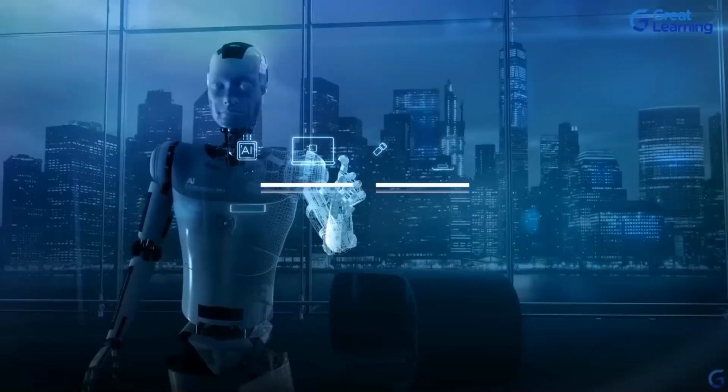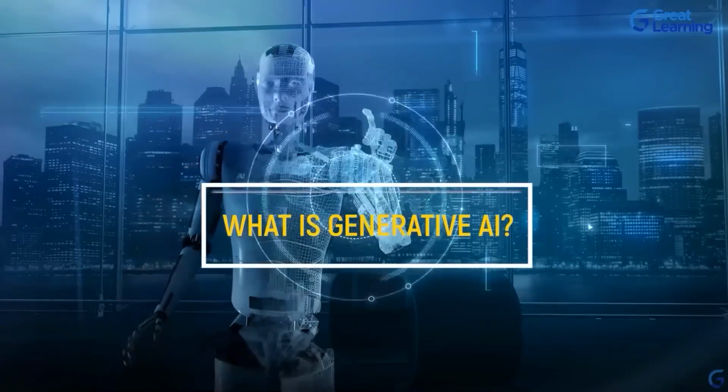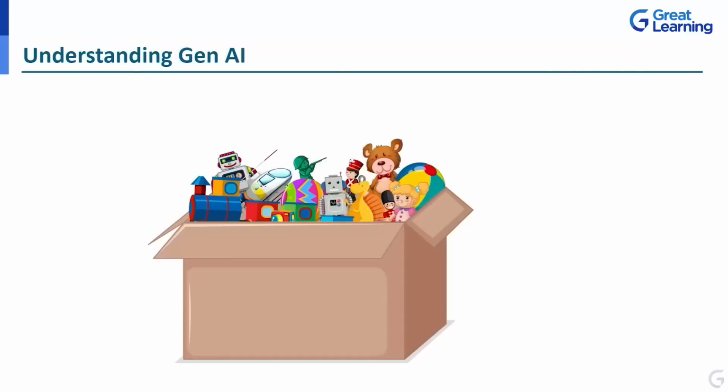So, let me make you understand with a very simple example what is generative AI. Transport yourself back to your childhood. You had a lot of toys to play with. You would keep those toys in one box. Now, also imagine that if you wanted some toy which is different, you would not get it in the market.